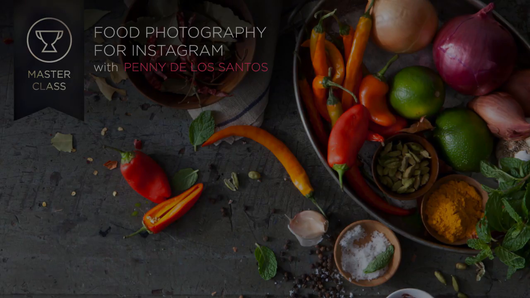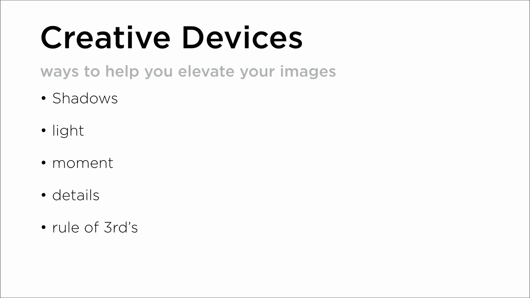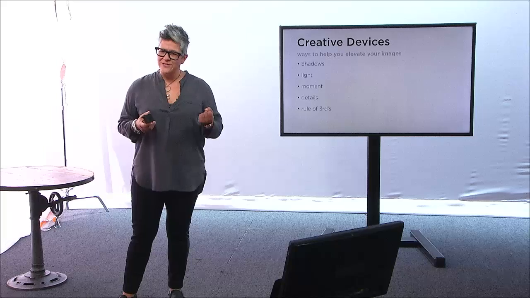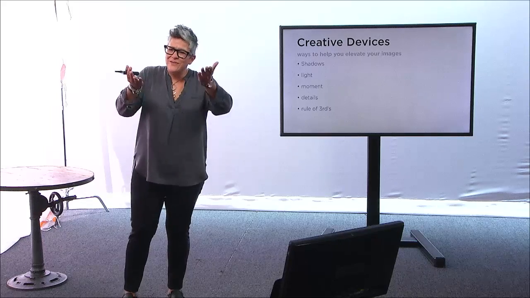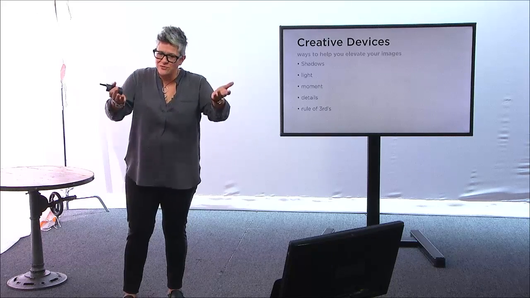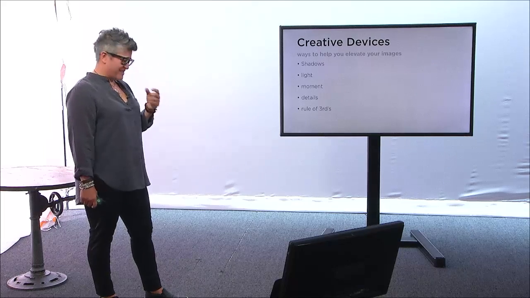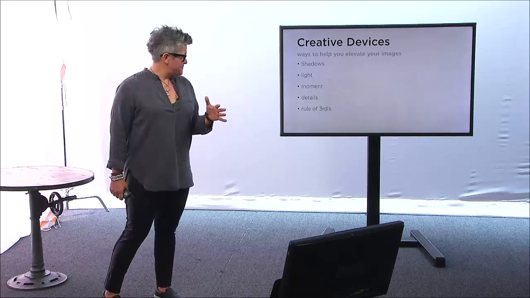So creative devices, these are ways to help you elevate your photographs. So I look for shadows. These are ways to make your photographs more engaging. They'll bring people in faster so that it would elevate your images to feel more special. So I always look for shadows. I look for beautiful light. That's the first thing I look for, is just beautiful light.